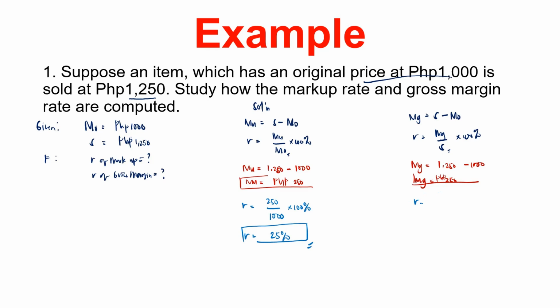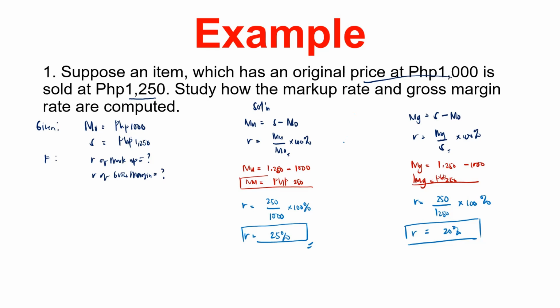Okay, so let's proceed to gross margin. We have 250 for the gross margin. Then the selling price is 1,250 times 100%. And you will get 20%. Okay? So as you can see, class, si markup rate is 25% of the cost price. Si gross margin is 20% of the selling price.